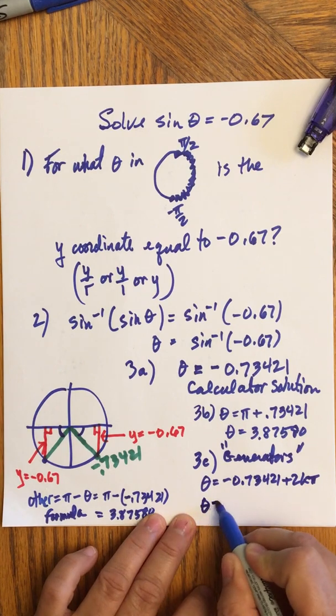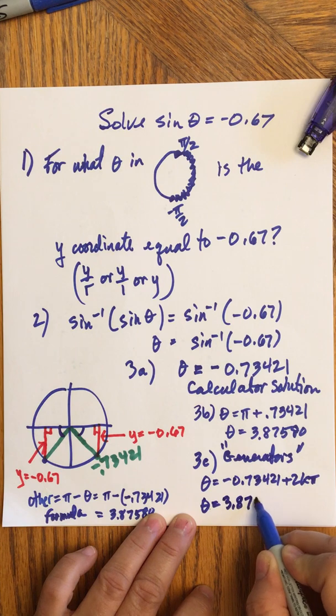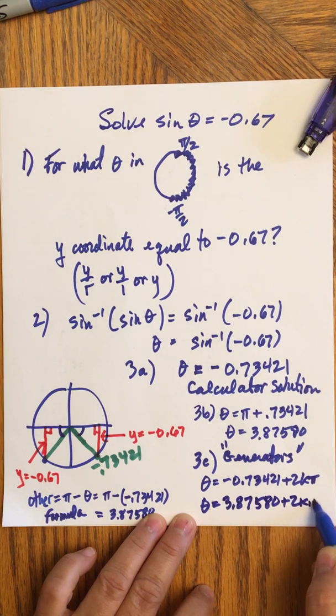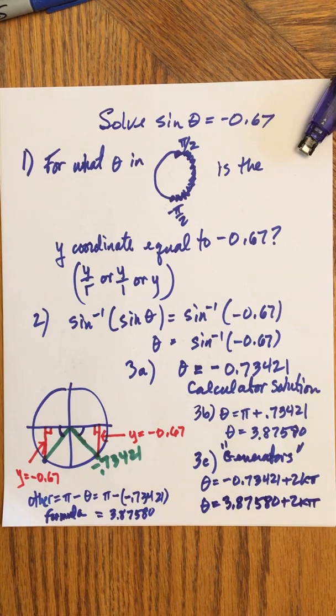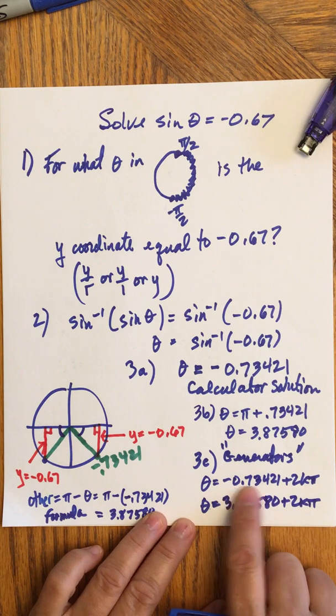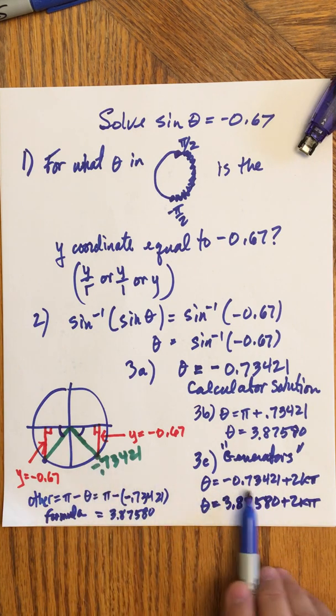And then also theta equals 3.87580 plus 2k pi. So those are your two generators, and they should capture pretty much everything. And like I said, the only comment I have here, some books will go ahead and add 2 pi to this one right here, and make it a pretty angle. That's up to you, but it just means that k is 1 is all it is.